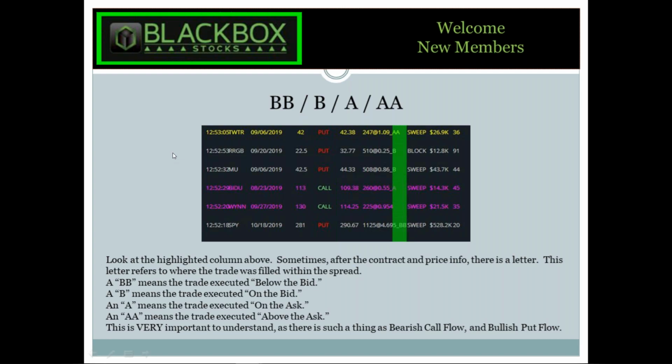BB and AA is below the bid and above the ask. That's showing me an urgency to get into or out of these positions. So that's important for me to see. Above the ask means you're paying more than you have to for this position.